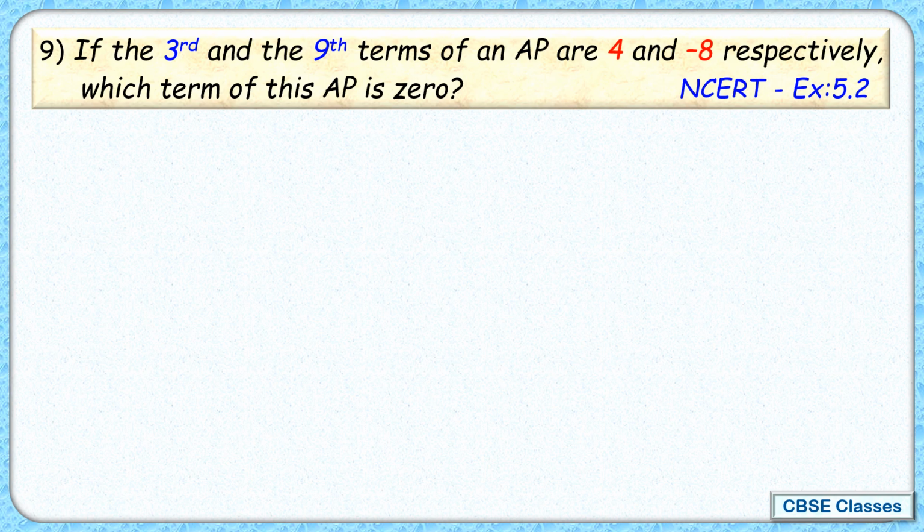Let's check the ninth question. Here it's given that in a particular AP, the third term is 4 and the ninth term is -8, and in this same AP we have to find which term will be 0. So let's check the solution.